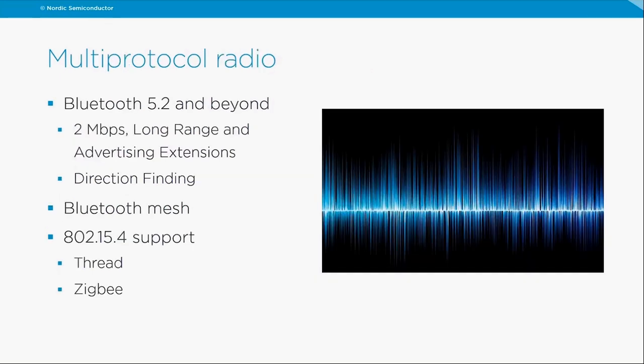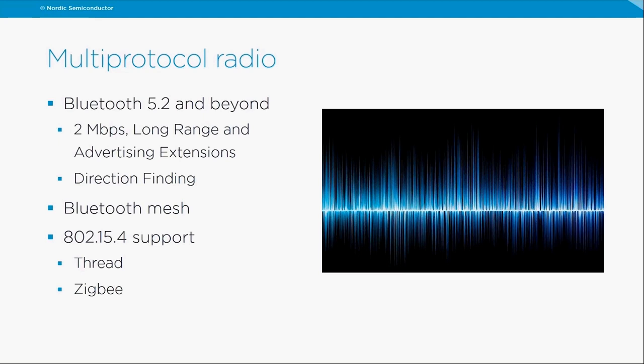So we have a multi-protocol radio, as you know. This is Bluetooth 5.2 and beyond. And we can say this because we are part of the Bluetooth SIG working groups. So we know what is coming, but this information is confidential, so we cannot talk about it, but we can design our devices so that they support the coming features.